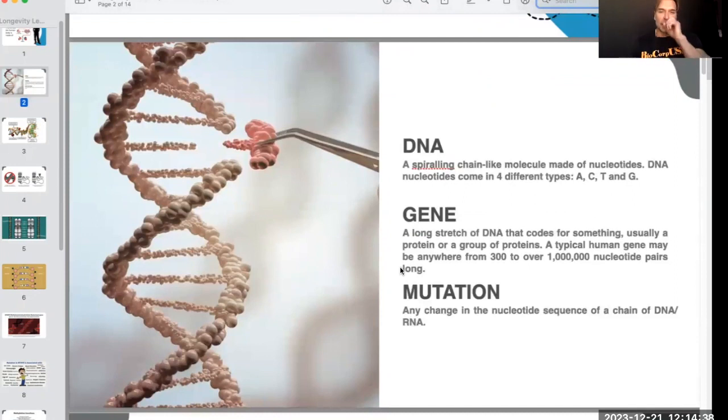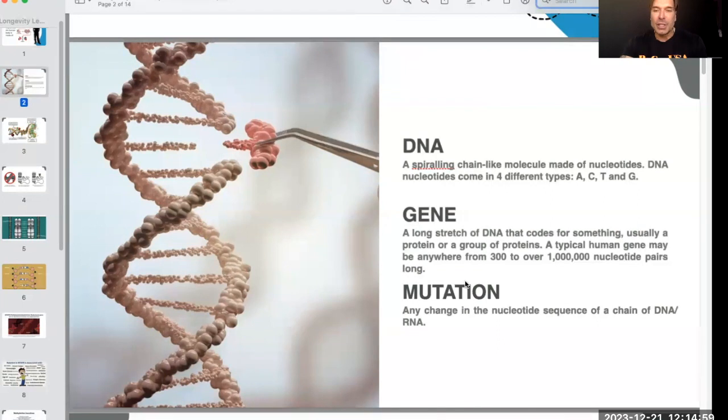All right, so here on the second page, you can see that we talk about DNA, gene, and mutation. We all know that the DNA is a long spiral made out of nucleotides, and there are four different types of pairs, A, C, T, and G. We're going to talk about this a little bit more.